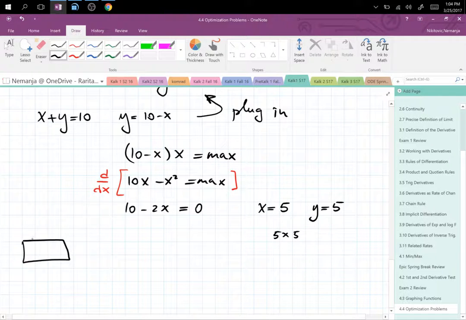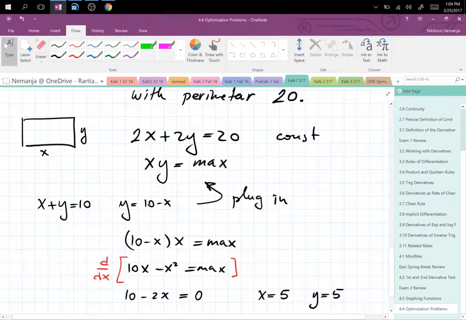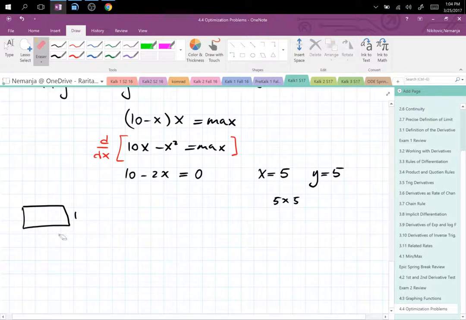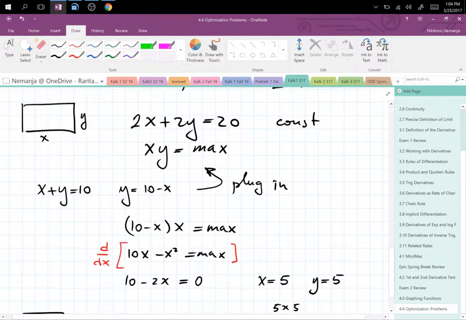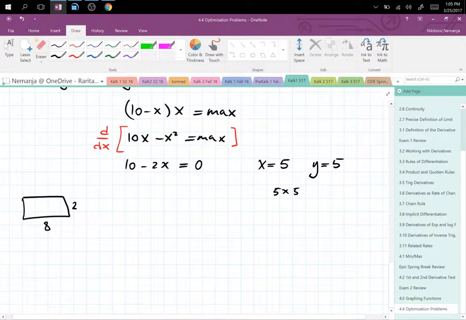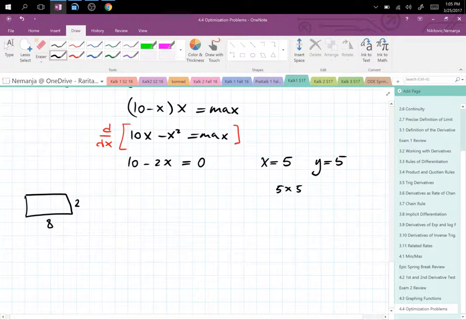Because if you have a rectangle and this is 4 and this is 1, the perimeter over here is still, no, we need a perimeter 20, right? Yeah. So 8 and 2. Eight times 2 is 16, 5 times 5 is 25. So this is smaller. You can always figure out.